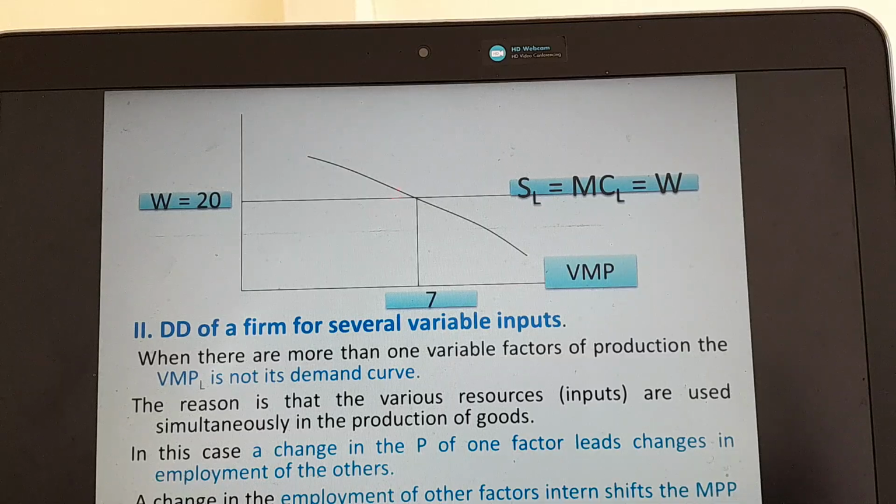The point at which wage intersects the value of marginal product is the profit maximizing level of the firm.